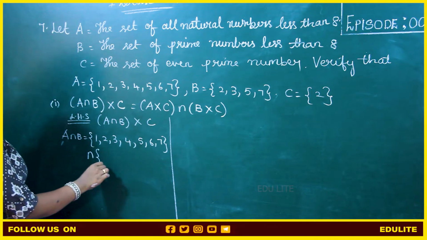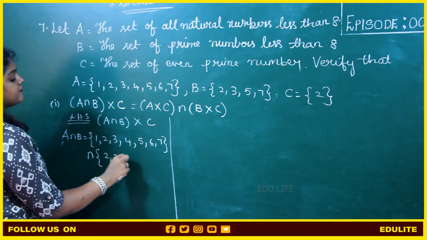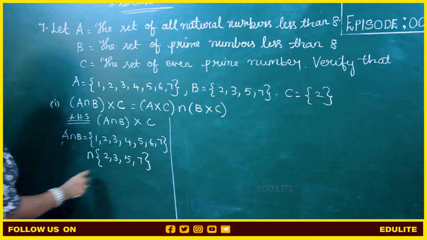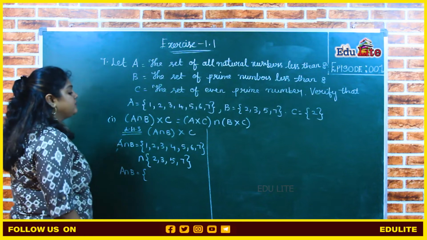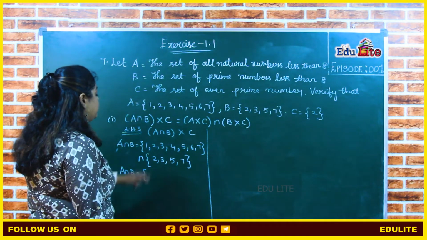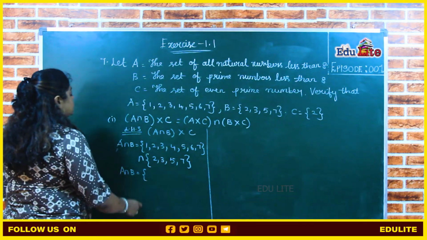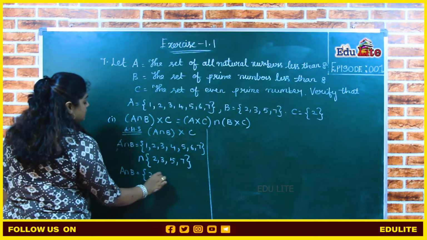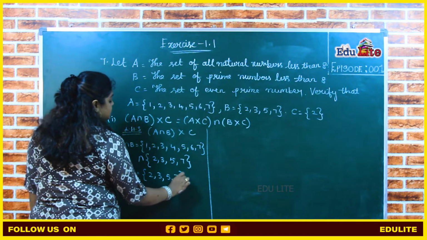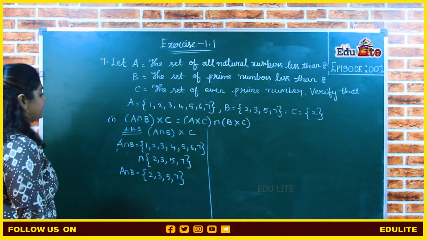Intersection B value is 2, 3, 5, 7. We have to see the intersection between the sets A and B. Intersection is, we have to take only the common terms between the two. What are all the common terms between the two? 2, 3, 5 and 7. So A intersection B gives us a value as 2, 3, 5, 7.